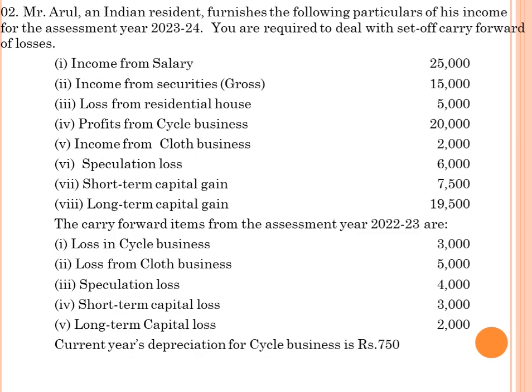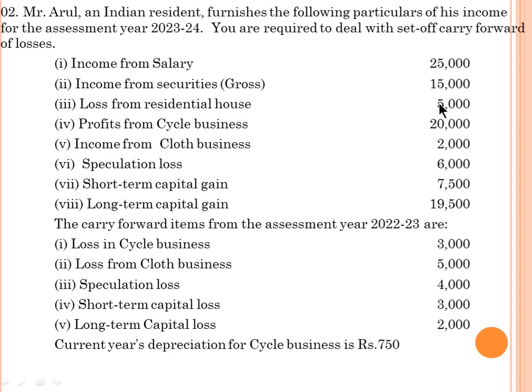Here is the information. See it one by one. Income from salary 25,000, which we are going to record under the head salary income. Income from securities, gross 15,000, which we record under income from other sources. Loss from residential house 5,000, which we record under income from house property.